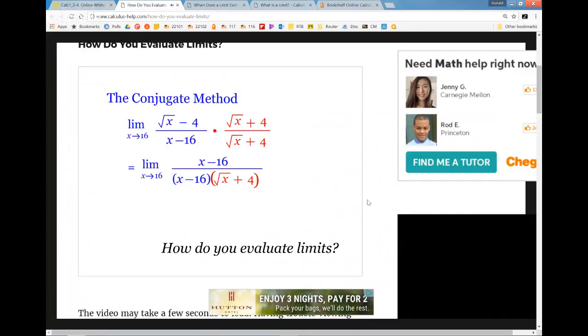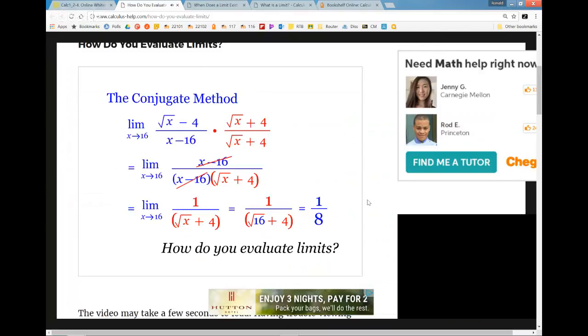Now, the magic of this is that as you multiply out, the numerator will actually become x minus 16. You don't want to multiply the denominator out. Leave them as separate factors. Since I have x minus 16 in both the numerator and denominator, I can cancel them, just like I canceled like terms in the factoring method, and I'm left with the limit as x approaches 16 of 1 divided by the square root of x plus 4. Do you see why we didn't want to multiply out the bottom? It makes simplification much easier.